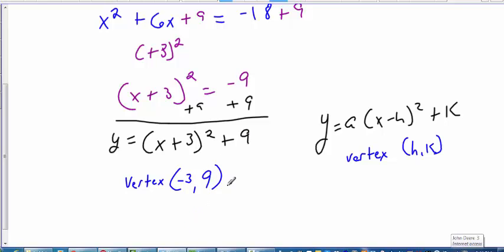The reason it has to change signs is that this is x minus h. In order to get a positive 3, you have to have a negative 3 go in. So it would be x minus negative 3, which changes it to a positive 3. This is the first example of taking it from quadratic form into vertex form. There will be several more videos to follow.